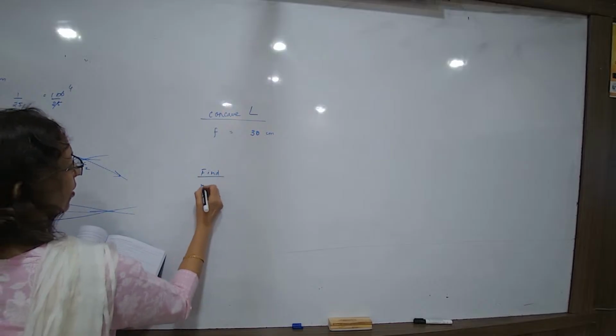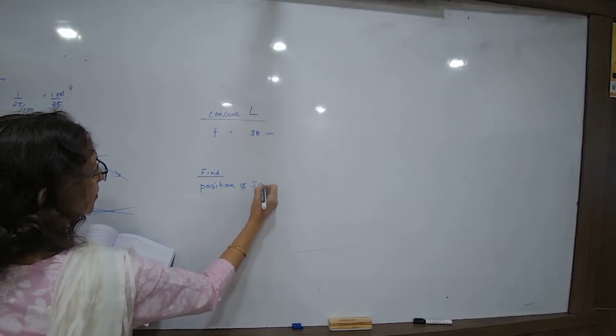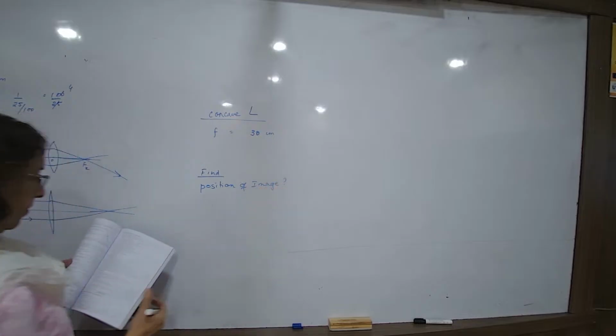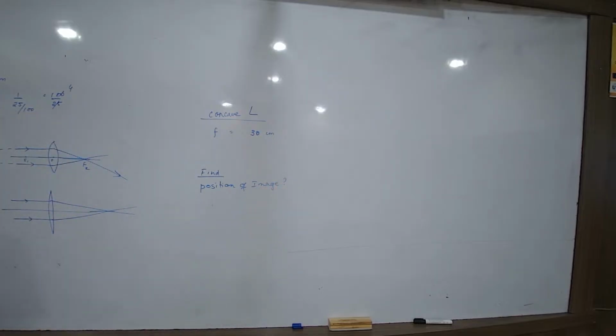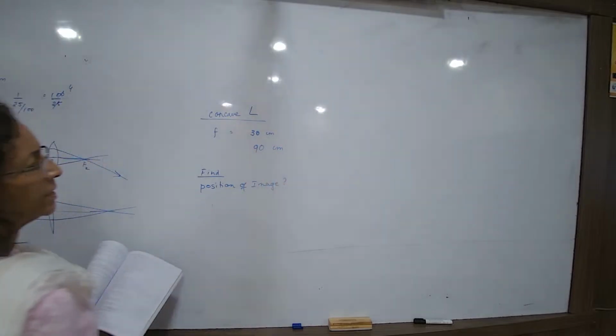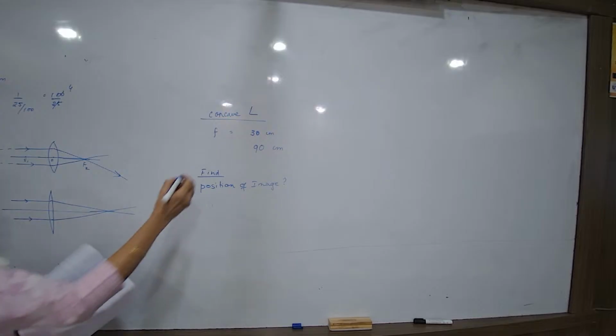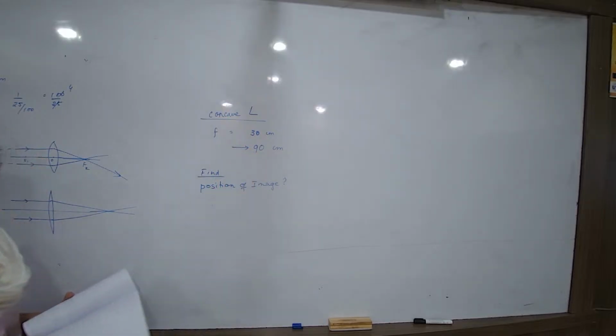Find the position of the image of an object which is placed at a distance of 90 centimeters from the lens. What is this? What is this 90 centimeters?